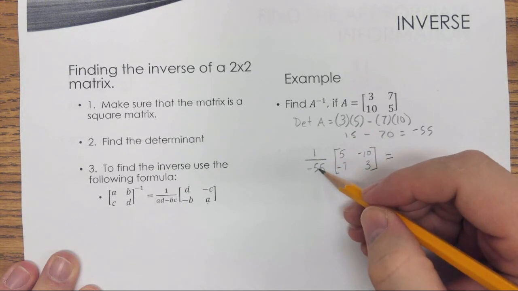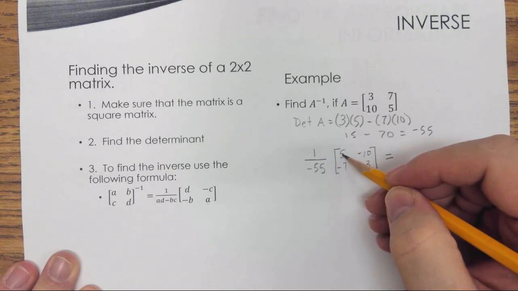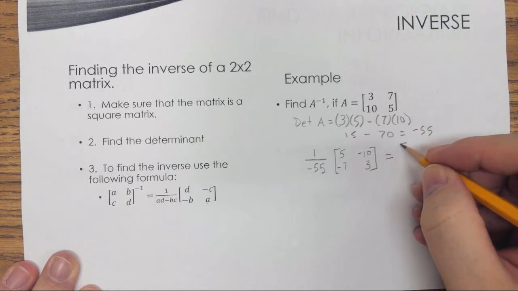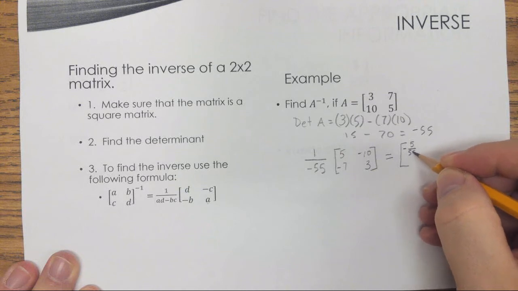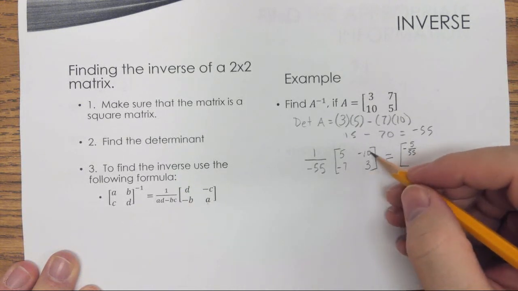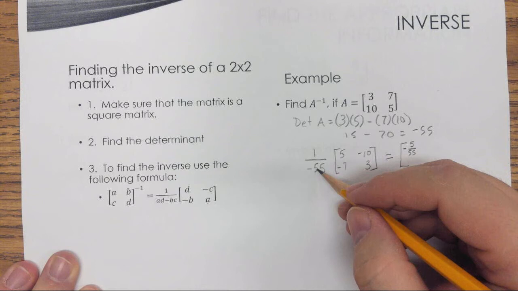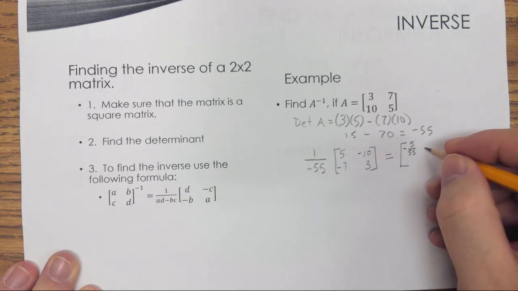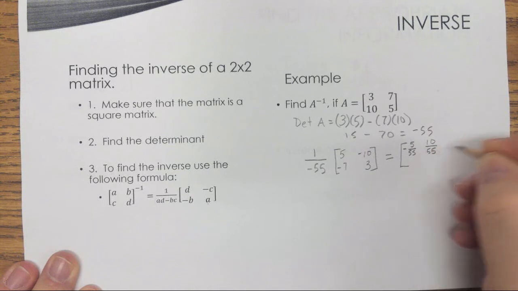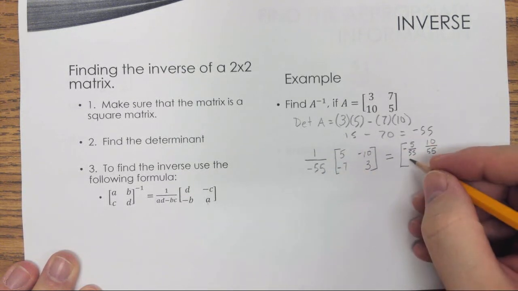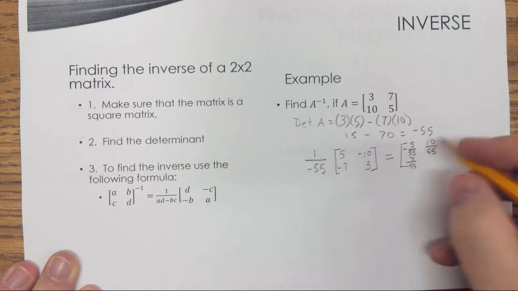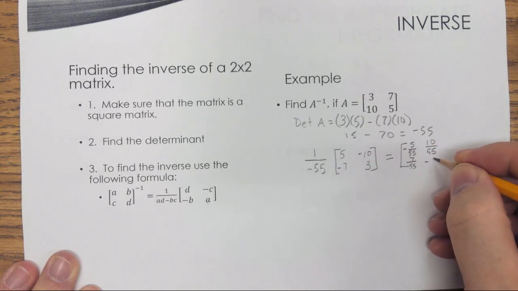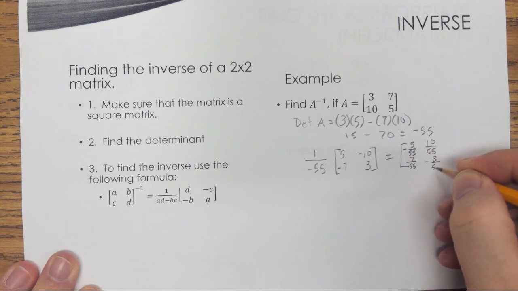So I do 1 over negative 55 times 5. That's negative 5 over 55. We'll simplify this here in a minute. Negative 10 times 1 over negative 55. That's going to be positive 10 over 55. Negative 7 over 55, that's 7 over 55. 3 over negative 55, that's negative 3 over 55.